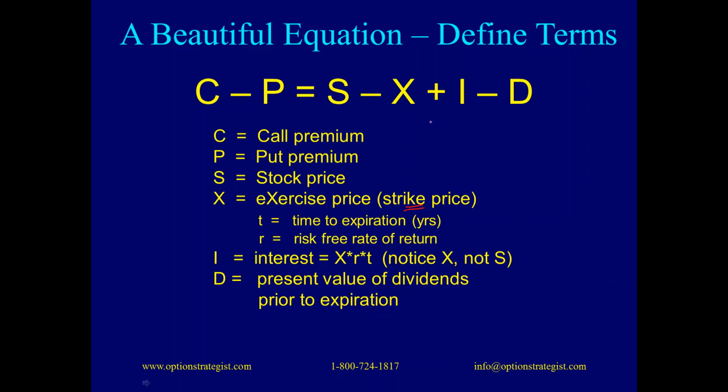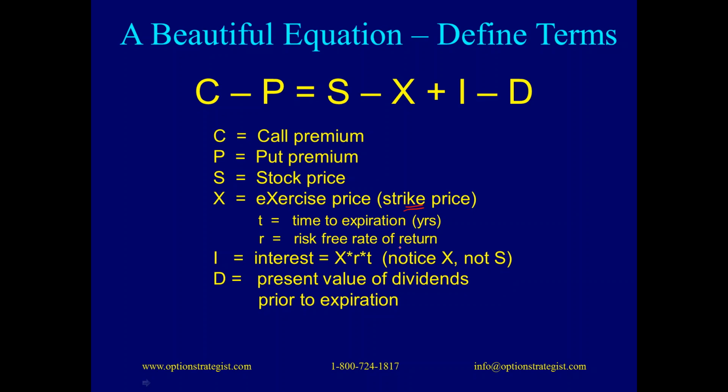Then we have T and R. They're not shown directly in the formula, but we're going to need them to calculate the I term. T is the amount of time to expiration expressed in years. So 1 month you could think of as 1 divided by 12. You could use whatever units you have, but you have to put the time to expiration in years. What I mean by that is, if it's 2 weeks, you'd have to take 2 weeks divided by 52, or days divided by 365, to turn it into a portion of a year. And R is the risk-free rate of return.